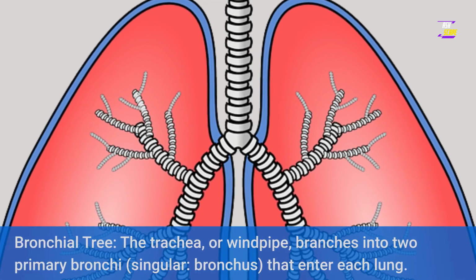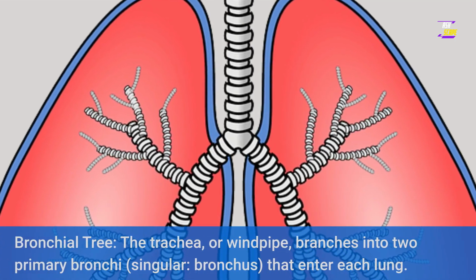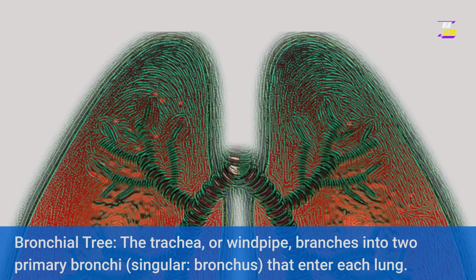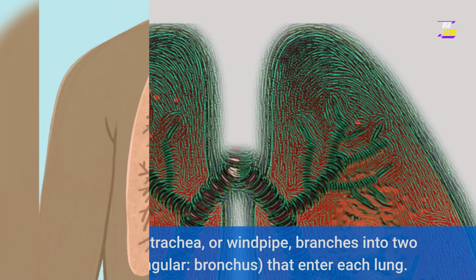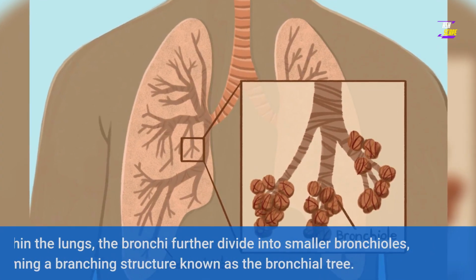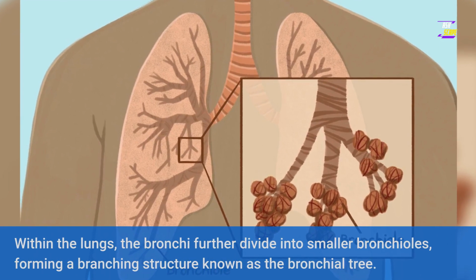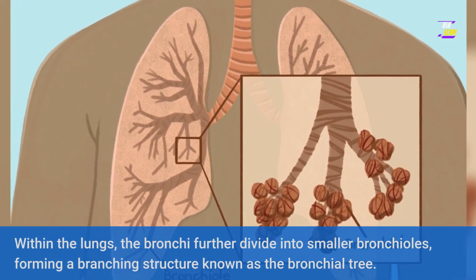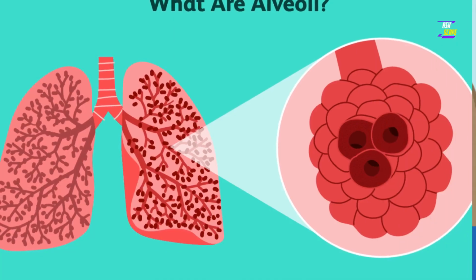Bronchial tree: the trachea, or windpipe, branches into 2 primary bronchi (singular, bronchus) that enter each lung. Within the lungs, the bronchi further divide into smaller bronchioles, forming a branching structure known as the bronchial tree.